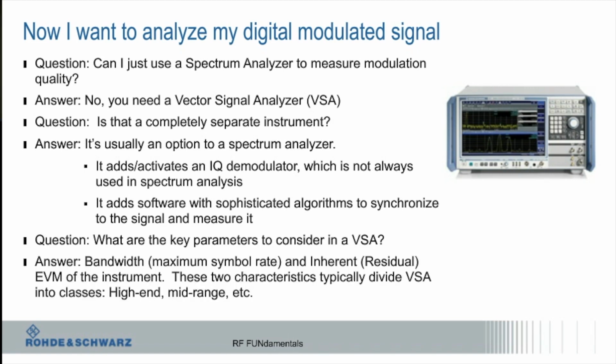So what are the key parameters one would measure in VSA? So bandwidth, we talked about that a little bit, maximum symbol rate, and residual EVM, error vector magnitude. These are the typical VSA measurements you make. And obviously the more expensive one, guess what? It can measure these things better. It has tighter tolerances, filters, and whatnot, digitizers and everything.